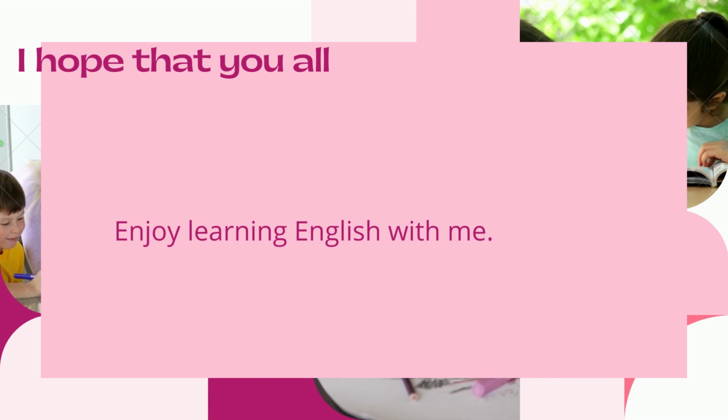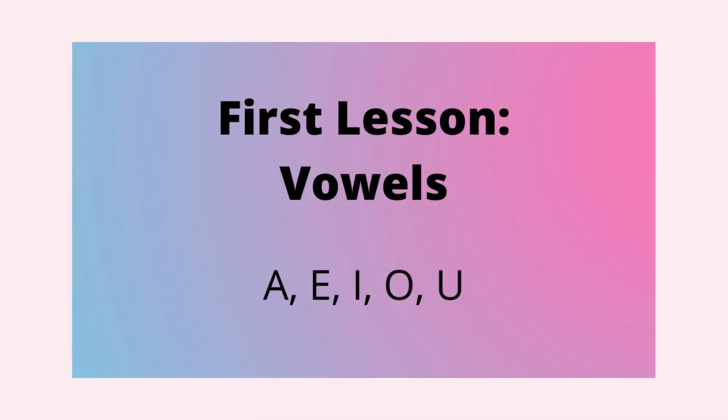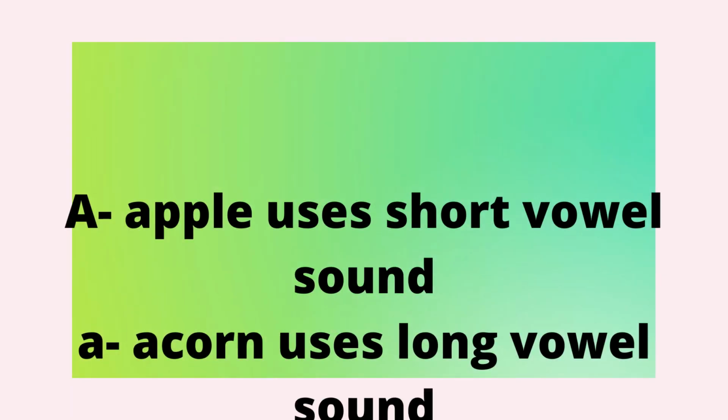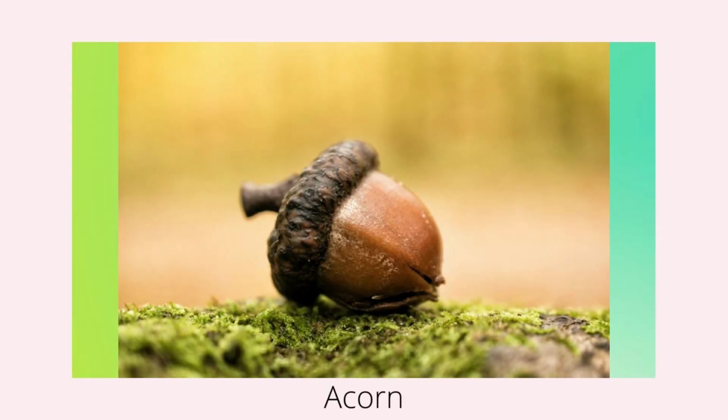Here's our first lesson. It's an easy lesson on vowels. The vowels are A, E, I, O, and U. Each vowel has two sounds. We call them a long and a short vowel sound. A for apple, apple is a short vowel sound. Apple. The long A sound is for acorn, acorn.